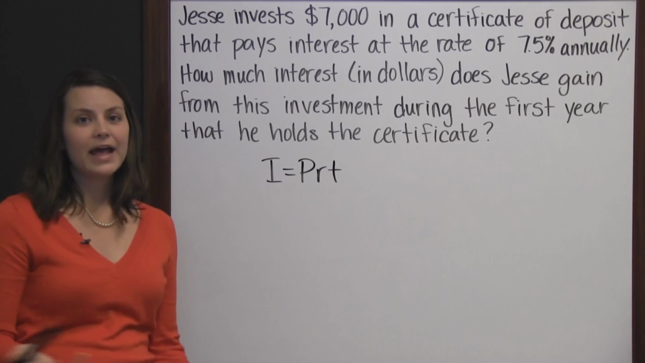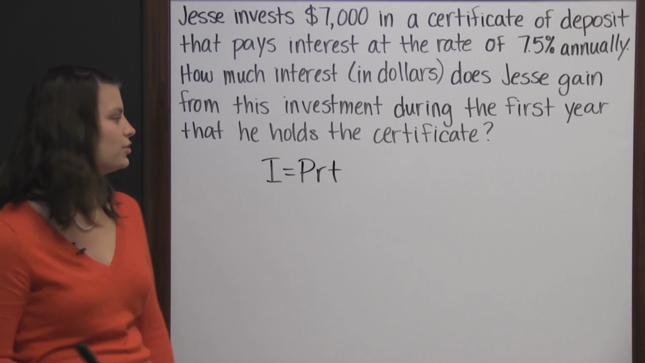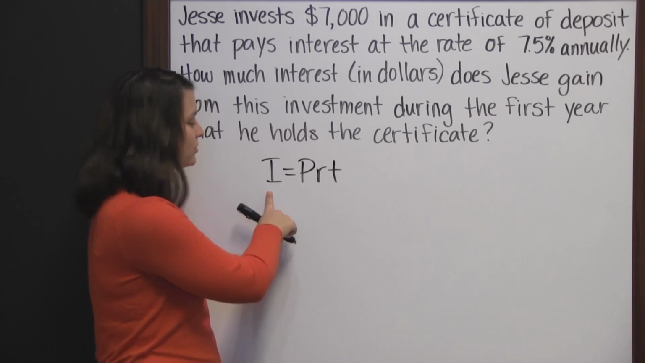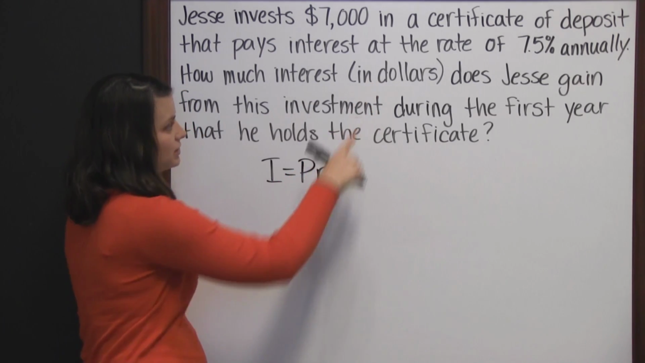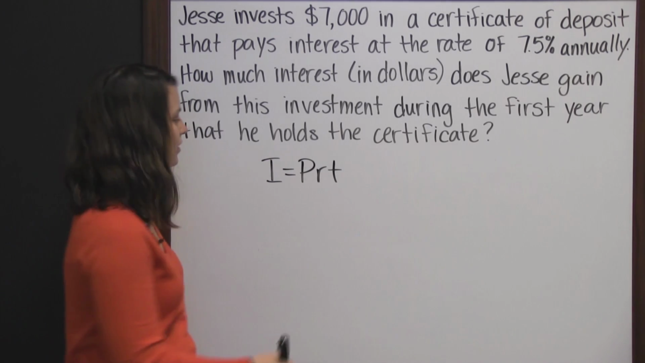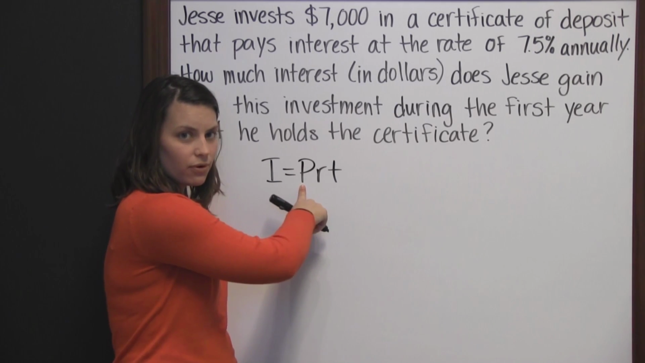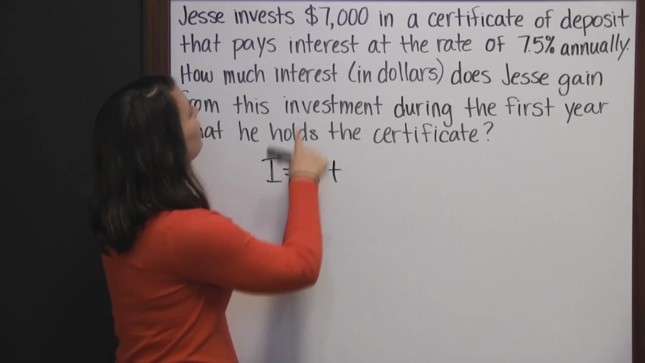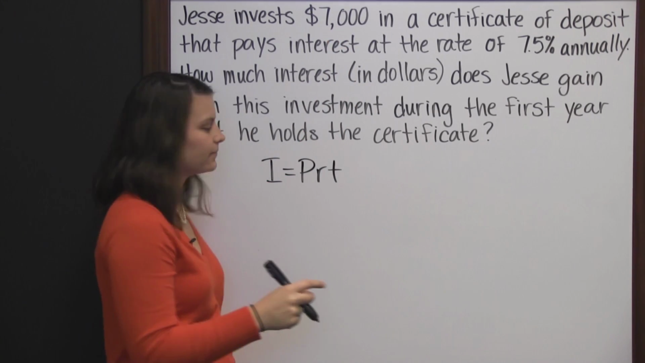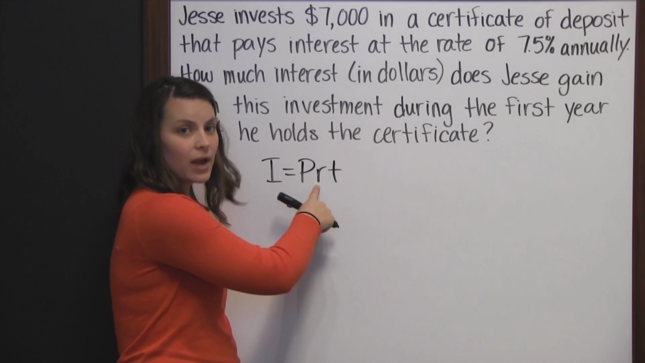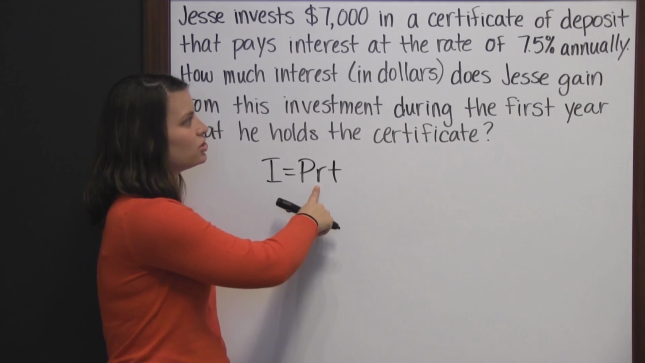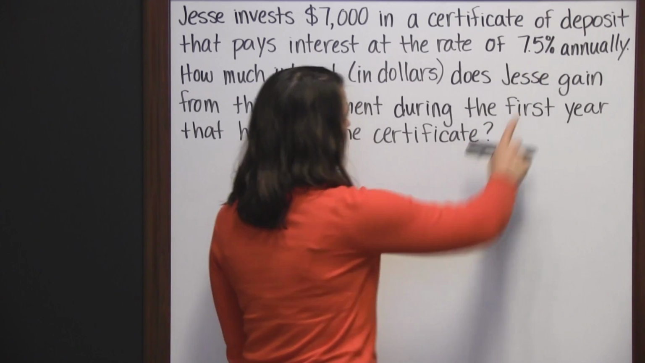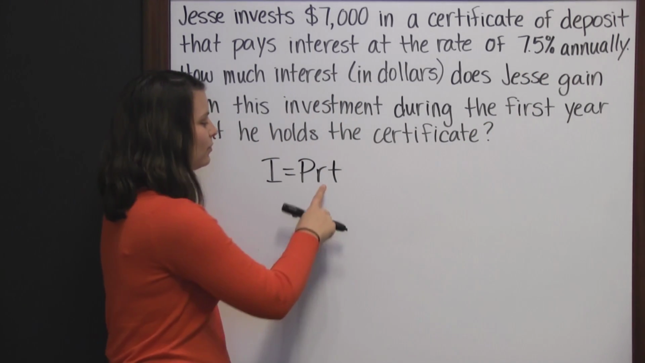And some people call it IPERT, just as a way to remember it. The I stands for the interest, the amount of interest in dollars, like what we're trying to find. P stands for principal, or the amount that's being invested initially. That would be our $7,000. The R is the rate, or the percentage, but written as a decimal. So we're going to take 7.5% and write it as a decimal. And that'll be our rate.